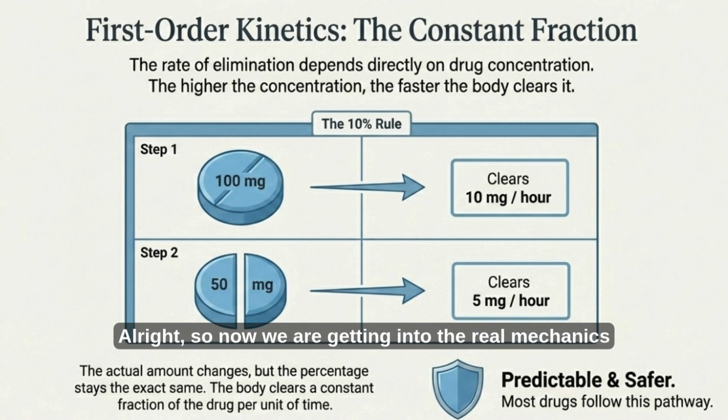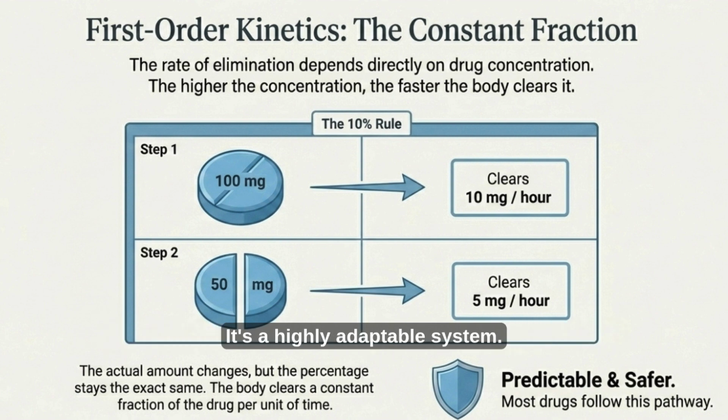Alright, so now we are getting into the real mechanics of how the vast majority of pharmaceuticals are actually handled. In first order kinetics, the rate of elimination heavily depends on the drug concentration. But what does that mean in plain English? Basically, it means the higher the concentration of the drug in your body, the faster your body works to clear it out. It's a highly adaptable system.